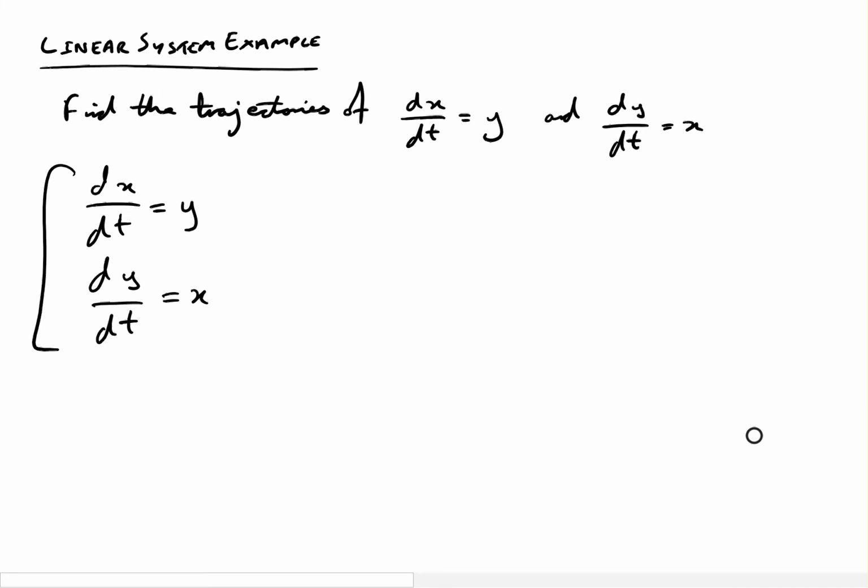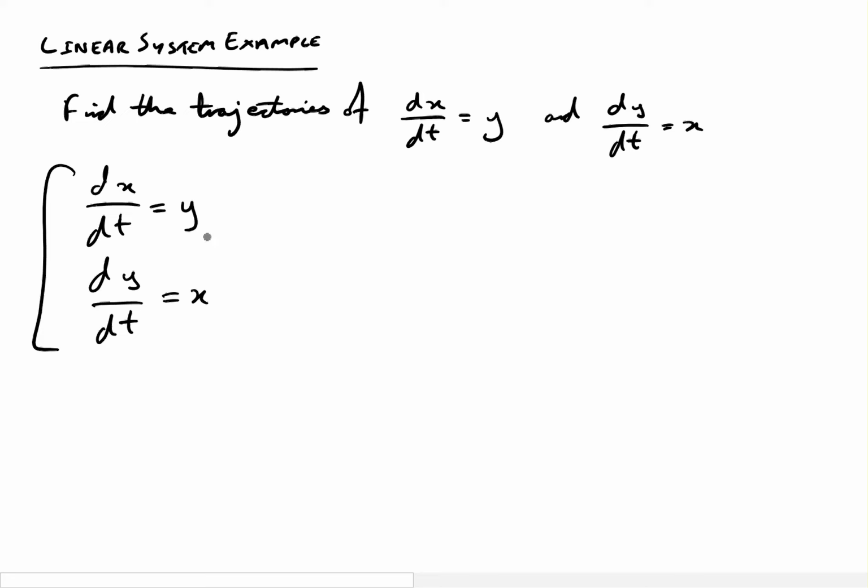Hello. So we've done basically all the theory around trajectories, and I thought it'd be really nice to do an example. I'm going to ease you in gently. We'll do quite a simple example of finding the trajectories of this linear system of autonomous equations. We've been given dx by dt equals y and dy by dt equals x.